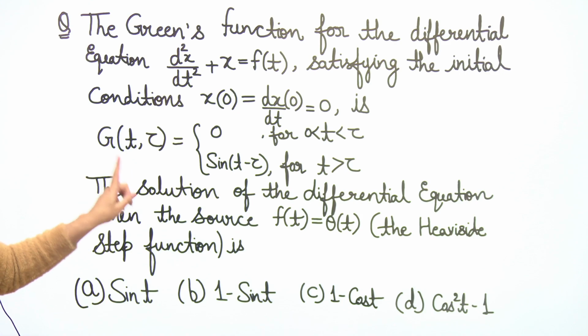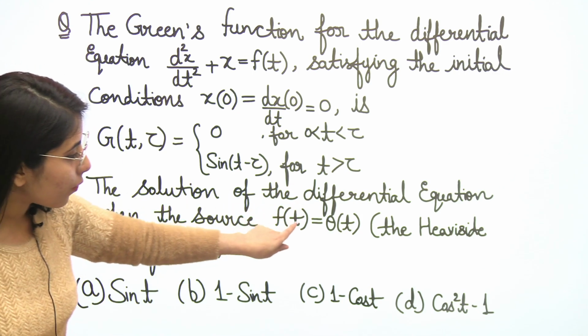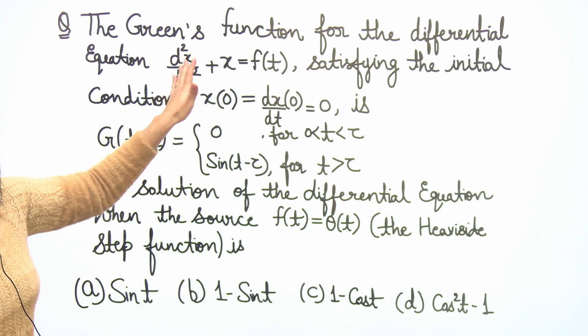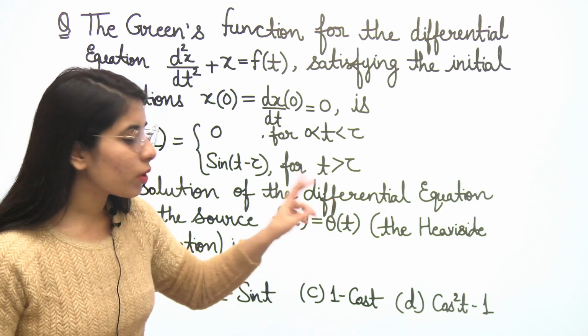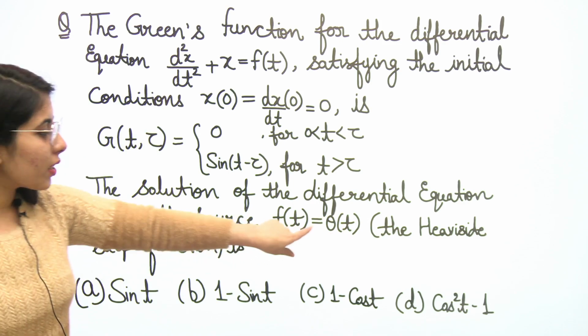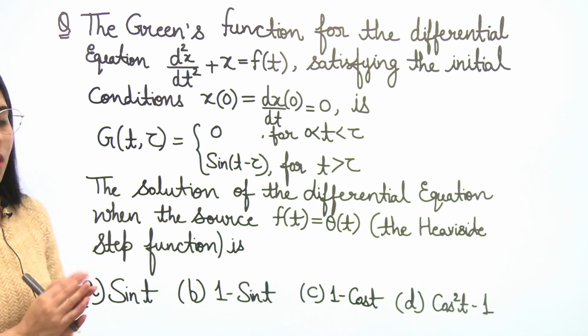Next point: the solution of the differential equation when the source f(t) is equal to theta(t). We need to find the solution when the source f(t) is equal to theta(t). This theta(t) is the Heaviside step function. Now what is that function? I will tell you.